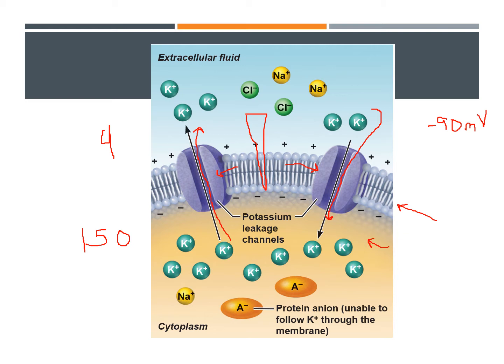In addition to this, the membrane also contains what's called the sodium-potassium pump. So the sodium-potassium pump uses ATP to pump sodium out of the cell and to pump potassium into the cell. This is going to help maintain the distribution of sodium and potassium so that we have more potassium inside the cell and more sodium outside.